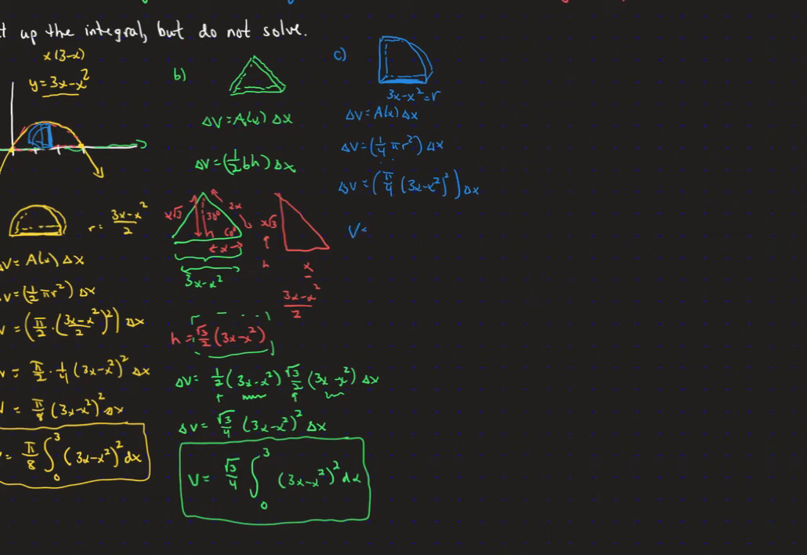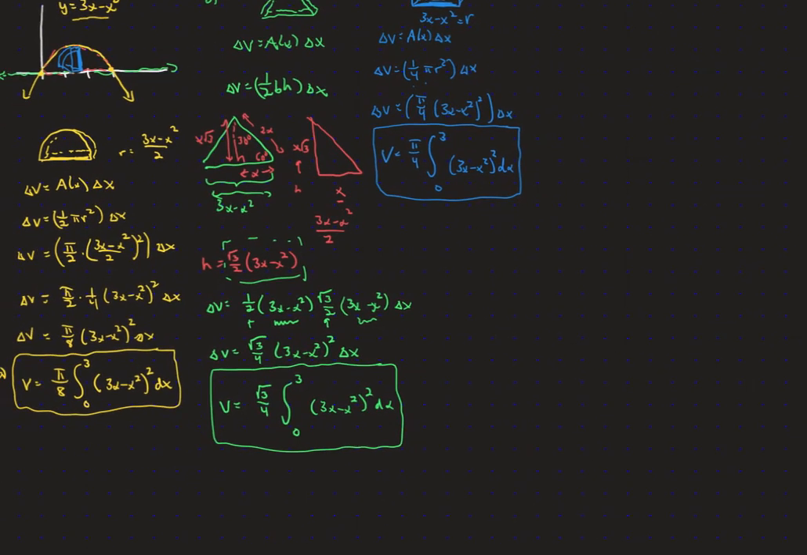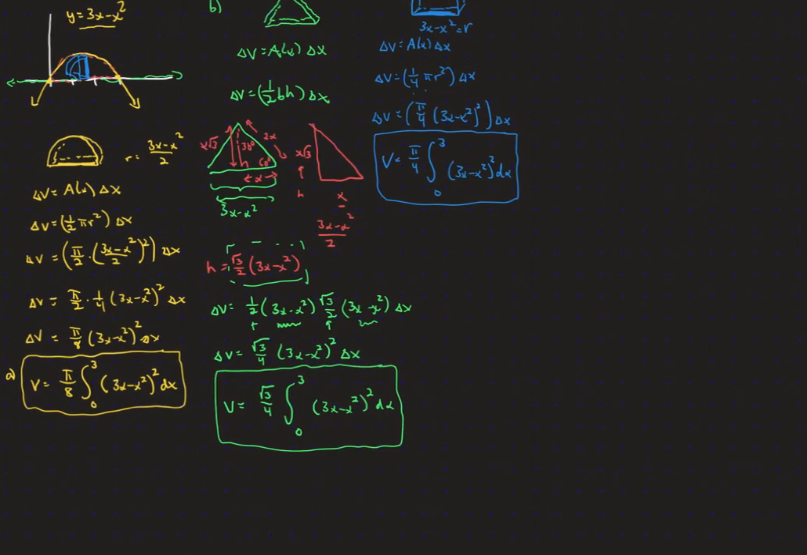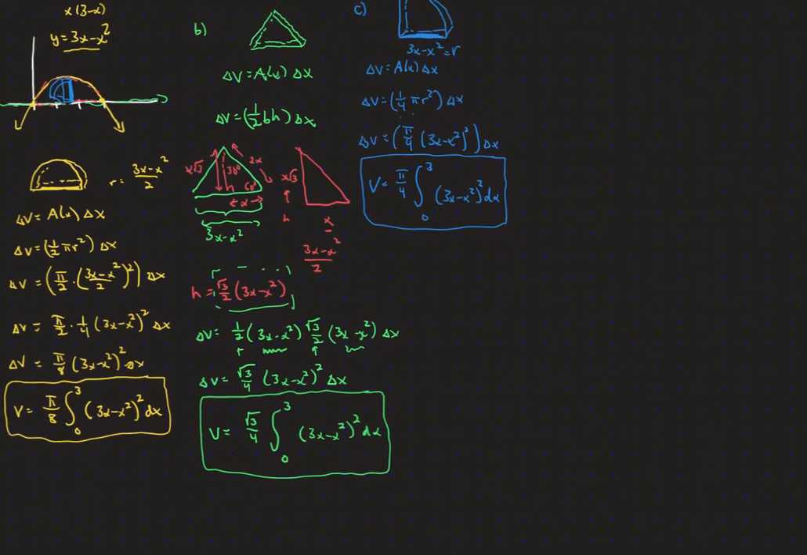So our volume, we go to an integral, and again we're going from 0 to 3. We pull the constant pi over 4 this time, and what's left is, once again, our function squared. So notice the similarities, notice the differences. So far in our 3 different cross-sectional pieces, we've got different constants in front, but the same limits and the same integrand. All of these so far have been 3x minus x squared quantity squared.